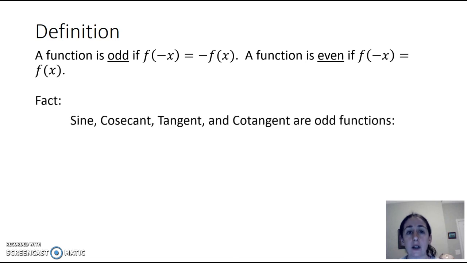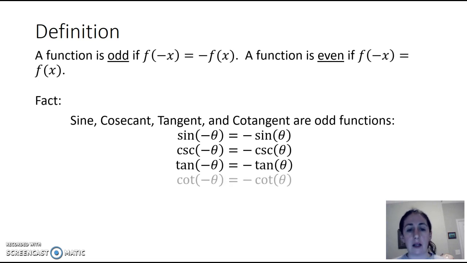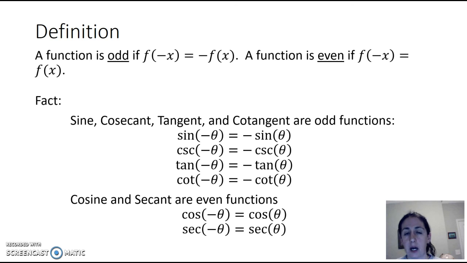Fact: sine, cosecant, tangent, and cotangent are all odd functions. So the sine of a negative angle is the opposite of the sine of that positive angle. The cosecant of a negative angle is the opposite of the cosecant of the positive angle. The tangent of a negative angle is the opposite of the tangent of the positive angle. And the cotangent of a negative angle is the opposite of the cotangent of the angle. Cosine and secant are even functions, so when you take the cosine of the negative angle, you get the same thing as if you take the cosine of the positive angle. Secant of a negative angle is the same thing as the secant of the positive angle.